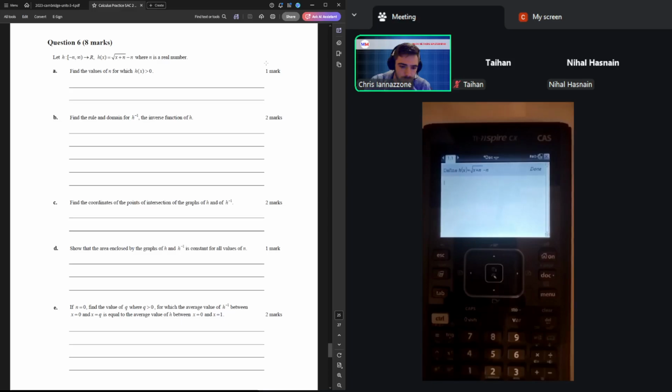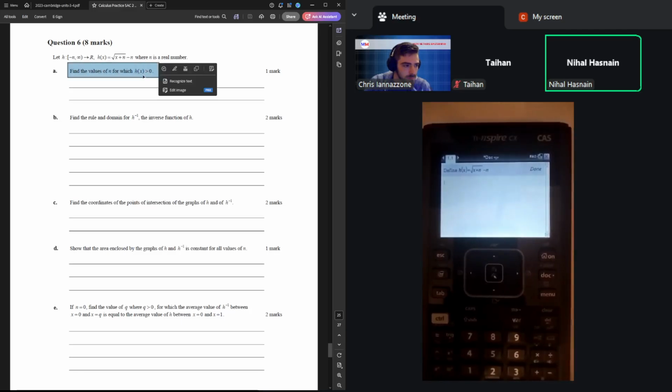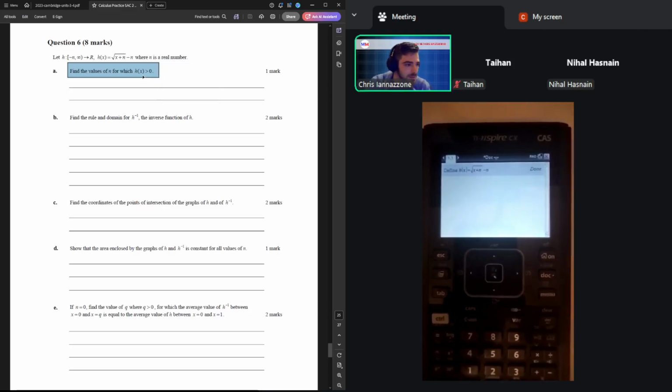I'm confused about the part that it's a question asking for what value of n does the function have only positive values? Yeah, it's exactly what I was asking. For where h of x is greater than 0 for all x. Okay, that makes sense. Yeah.